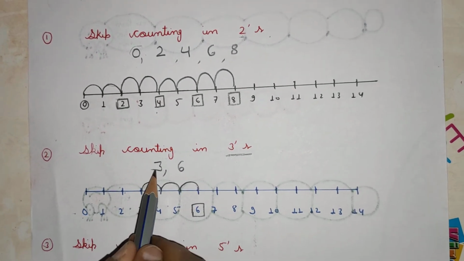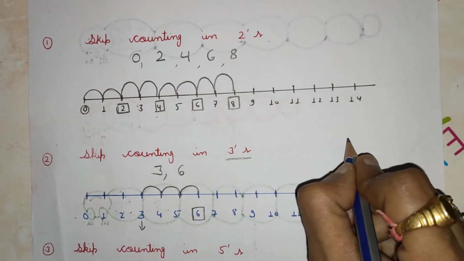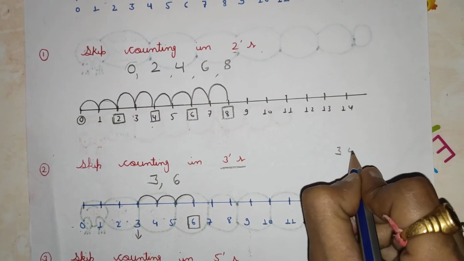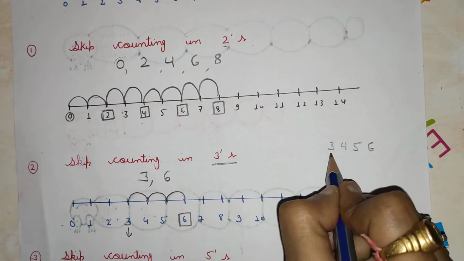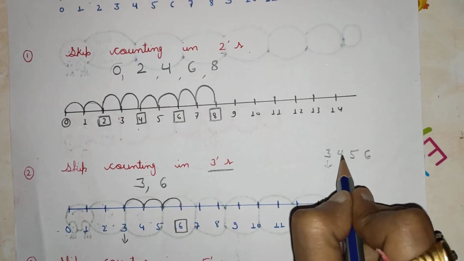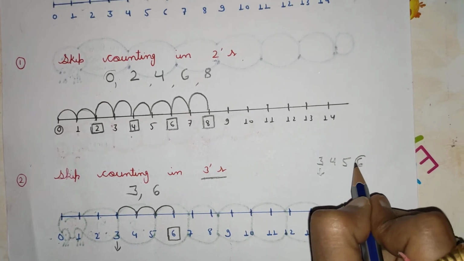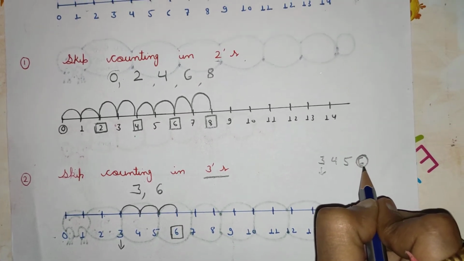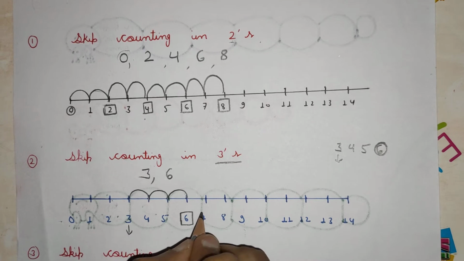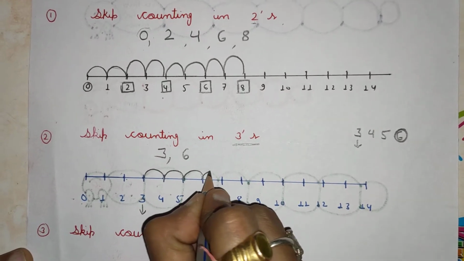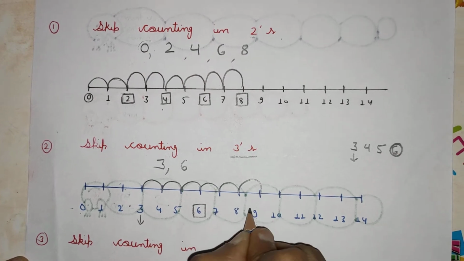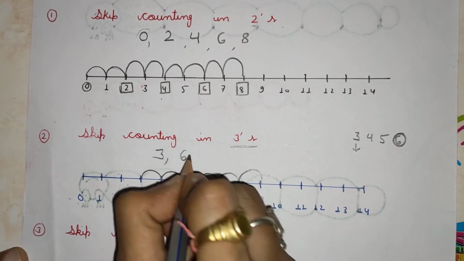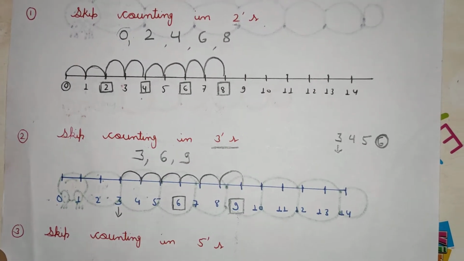So after 3, if I take the example 3, 4, 5, 6, you all can see we have started from here, and when we have skipped 3 numbers, the third number is 6. Now again you skip 3 numbers. This is first, second and third. So where are we reaching? That is 9. So the next number would be 9.